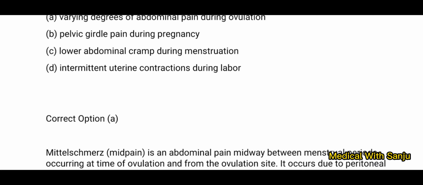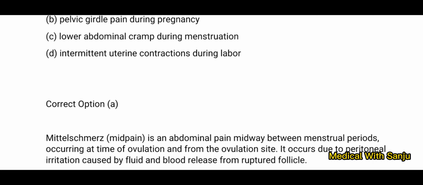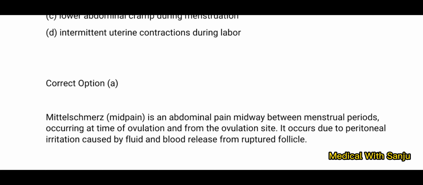Option A is right answer. This question is very important and many students get confused in it. Mittelschmerz means mid pain, an abdominal pain midway between menstruation periods occurring at the time of ovulation and from the ovulation site. It occurs due to peritoneal irritation caused by fluid and blood release from ruptured follicles.